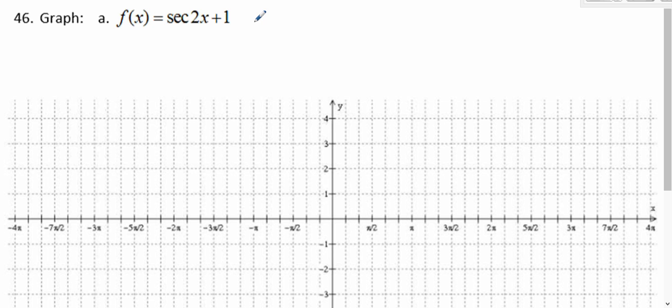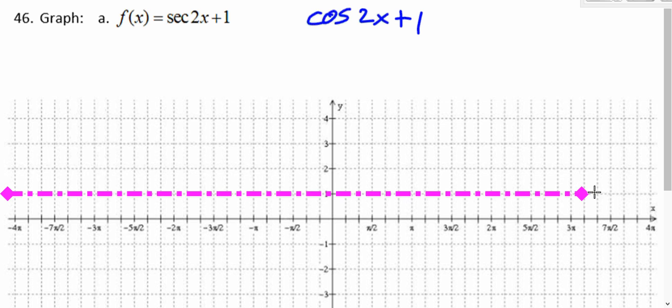In order to graph secant or cosecant, you have to graph its reciprocal function. So since this is secant, we're going to start by actually graphing cosine 2x plus 1. So what that means is the plus 1 gives us our midline is shifted up 1. There's no phase shift, and the amplitude is just 1 because there's a 1 in the front.